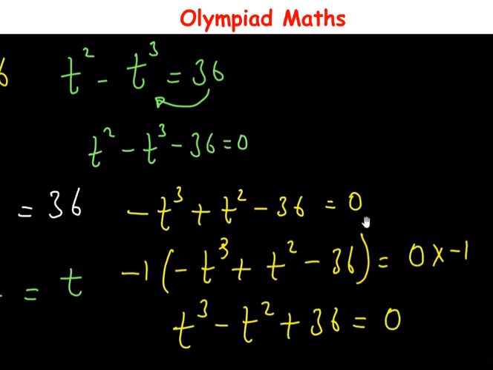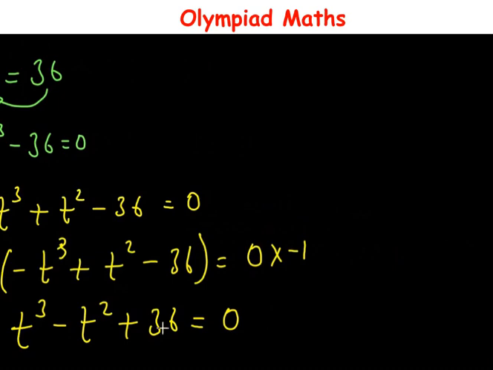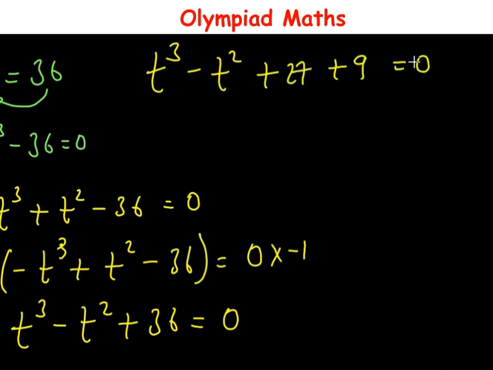Now, at this junction, the next thing we're going to do, we can express this as t raised to power 3 minus t raised to power 2. We can write plus 36 as plus 27 plus 9 equal to 0. If we add this, we'll get back plus 36. Now at this junction, 27 is equal to 3 raised to power 3. And also 9 is equal to 3 raised to power 2. So instead of writing down 27, we'll bring in 3 raised to power 3. And instead of writing down 9, we'll bring in 3 raised to power 2.